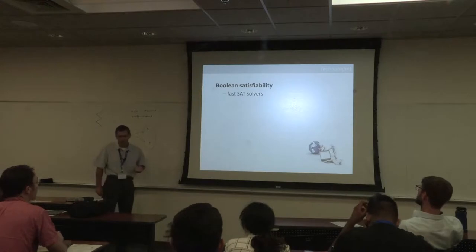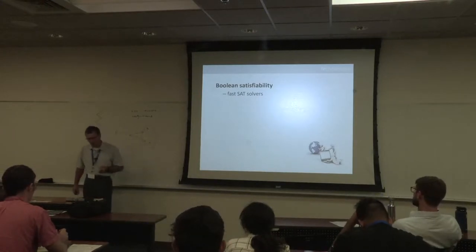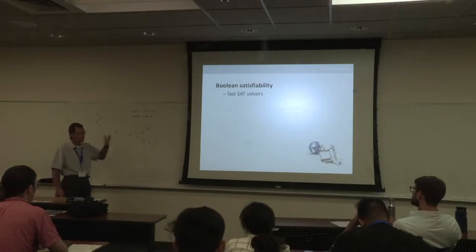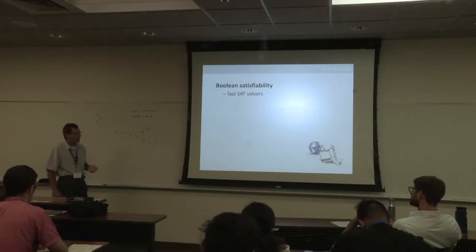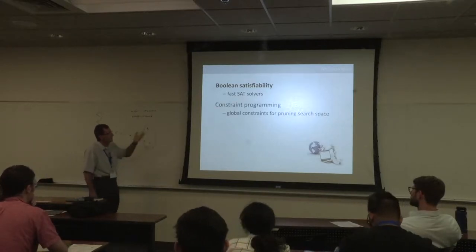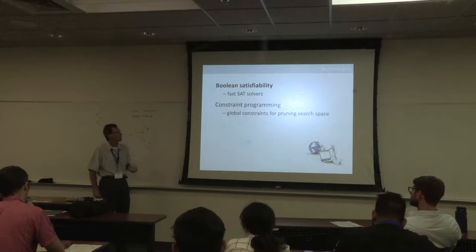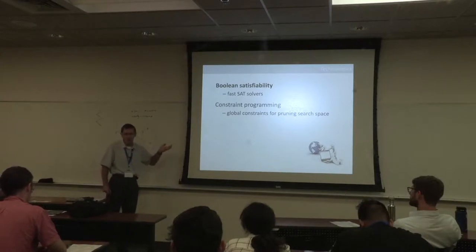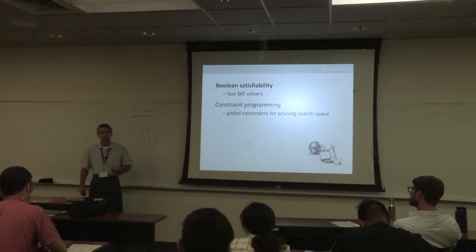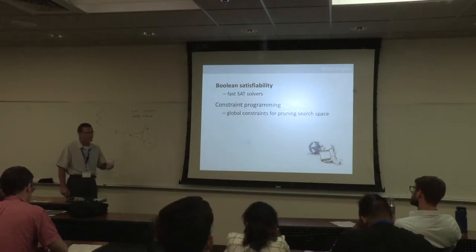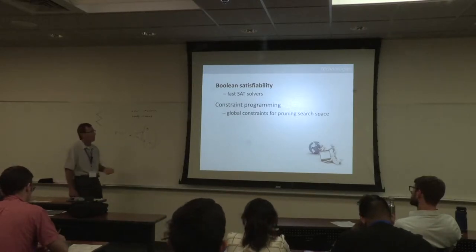So specifically I'll be talking about using SAT solvers. Very briefly, SAT solvers in recent years have become very popular because of fast SAT solvers. The other approach can be using CP, which is my original area. But surprisingly, I'm not going to talk about CP here. Why is CP good? Because for CP, people developed a lot of global constraints, which are very efficient systems for pruning search space. So again, you can exploit these techniques.